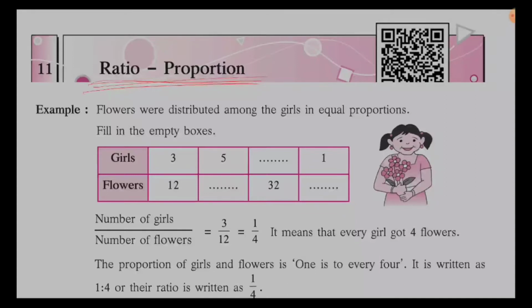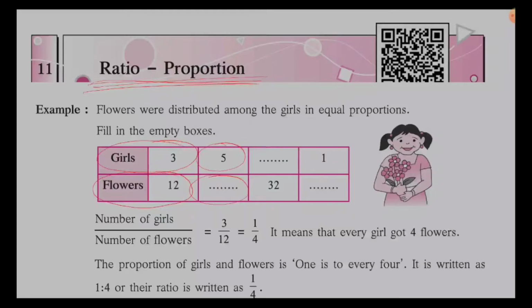In the example given over here, if there are 3 girls, the number of flowers collected is 12. So what will be the number of flowers if there are 5 girls? Suppose in school flowers were asked for, and one girl has to bring the same number of flowers. Suppose one girl has to bring 3 flowers. If there are 3 girls in the class, then how many flowers will be collected? 9 flowers. But if there are 5 girls, then we will do 5 3s are 15. So this is known as ratio.